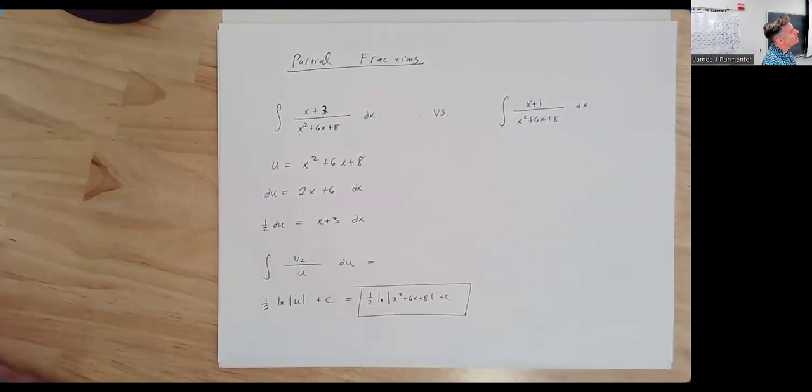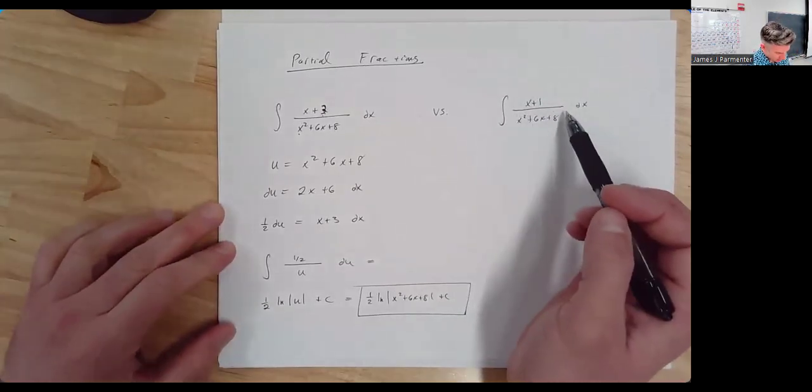So you should always at least think about, is there an easy u sub here? If I let u equal the denominator, is the derivative of that equal to the top or equal to a multiple of the top? But if it's not exactly a multiple of the top, don't work hard to try and make it work, because it's not going to work.